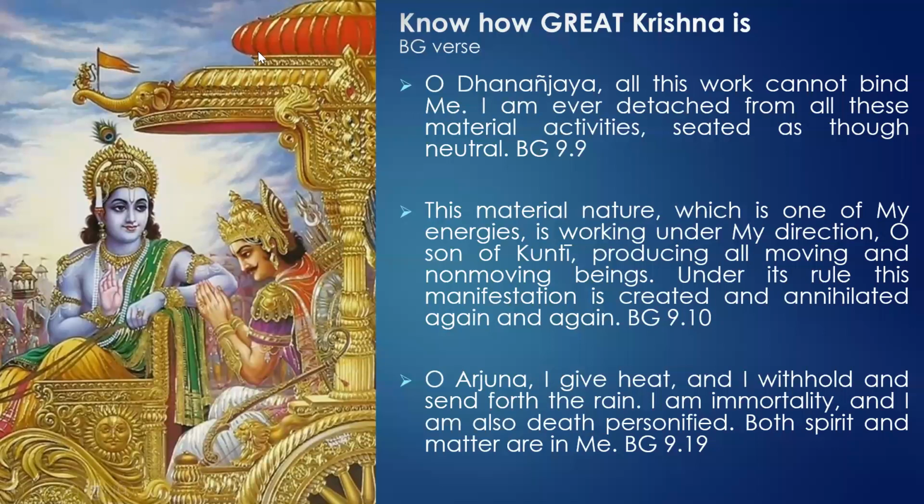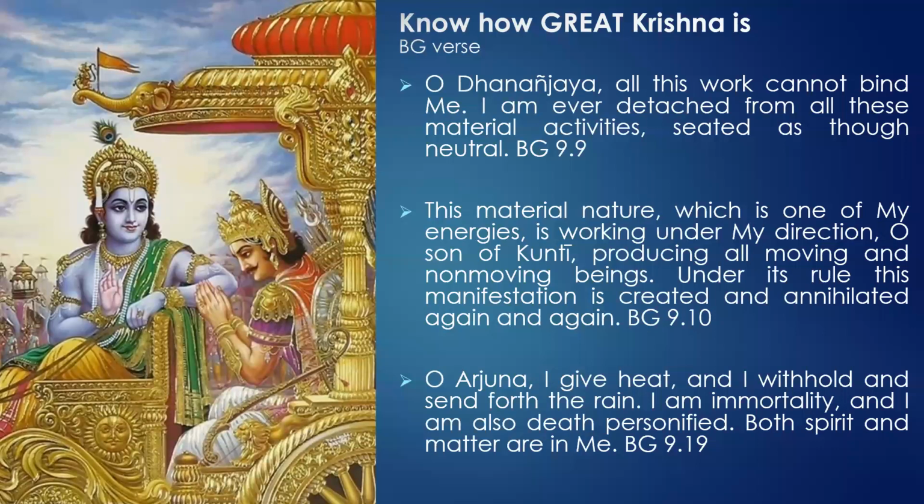Oh Arjuna, I give heat and I withhold, and send forth the rain. I am immortality and I am death personified. Both spirit and matter are in me. This again will be covering aspects, because the heat touches the mental part, and the immortality and the death personified is again the creation aspect.